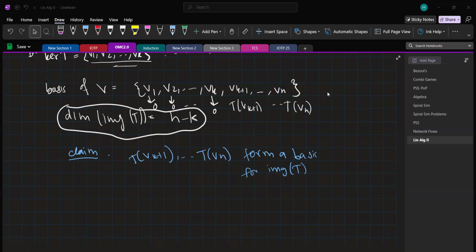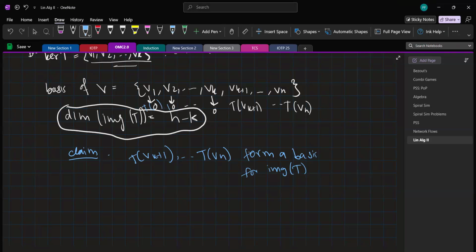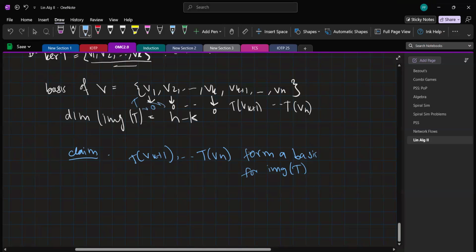But V1, V2, ..., Vk are like what? They're not zero, I mean, they're not identically zero. They map to zero under T. T of V1 is equal to 0. T of these things is equal to 0.